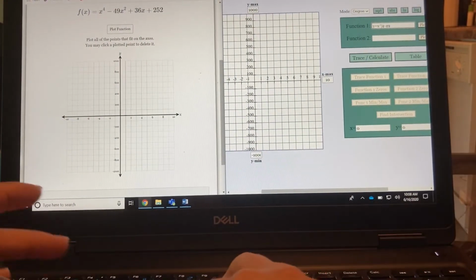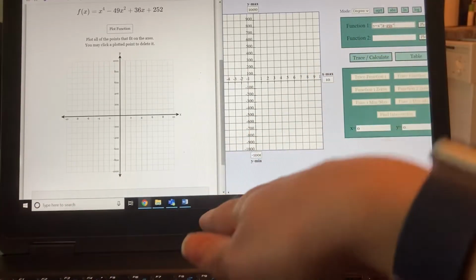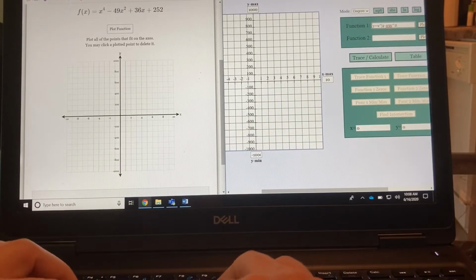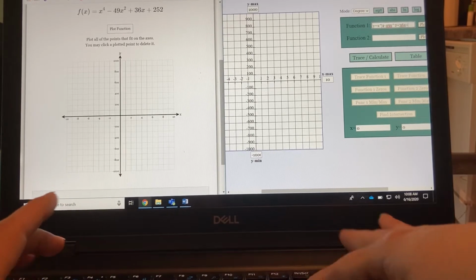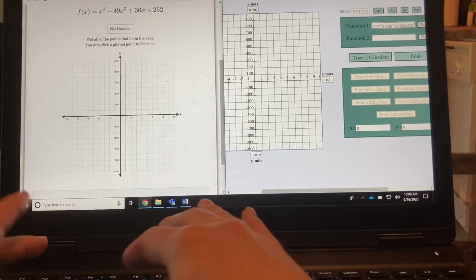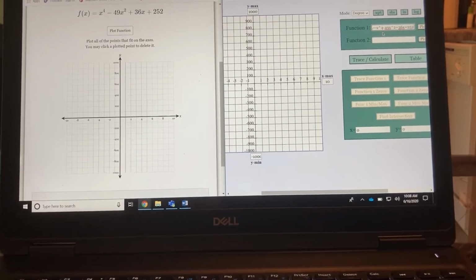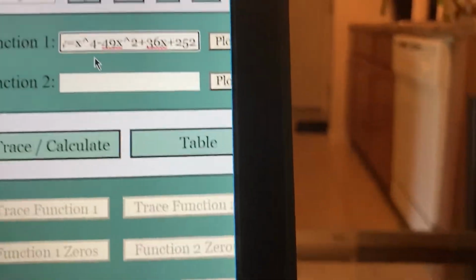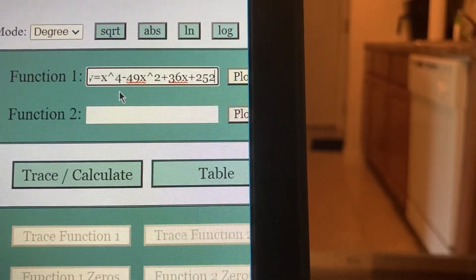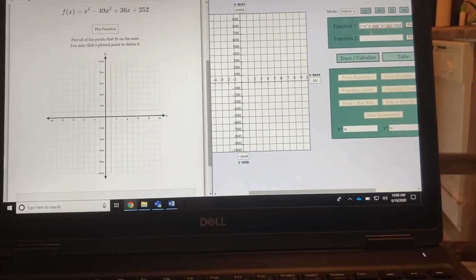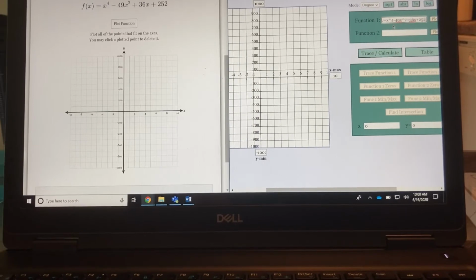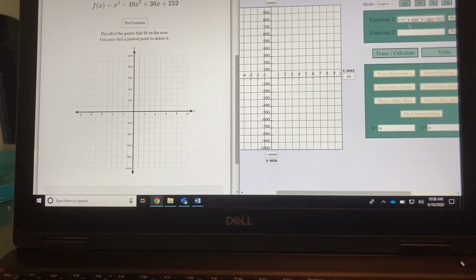Minus 49x, Shift caret, I mean, sorry, squared, plus 36x plus 252. So you just want to make sure that your functions match up. So it's going to look a little different when you type it in. You see the caret there, but you want to make sure that it matches up with your question. So if you mistype something, then you're definitely going to get the wrong graph. All right, so we can keep going.